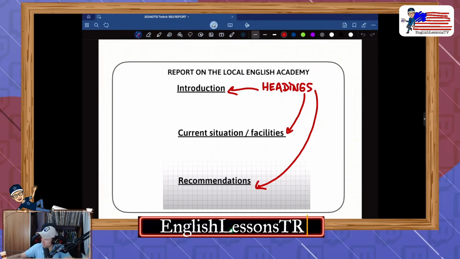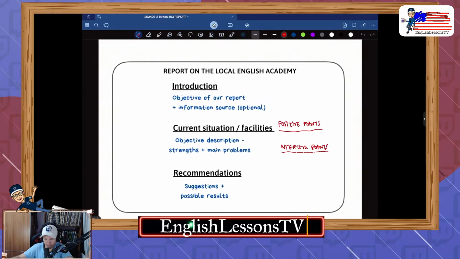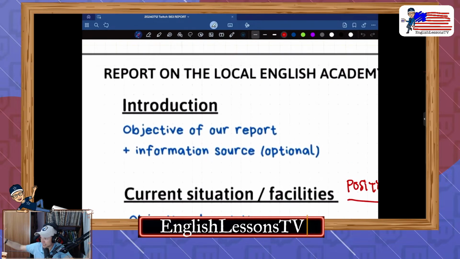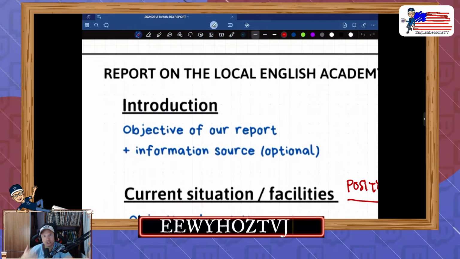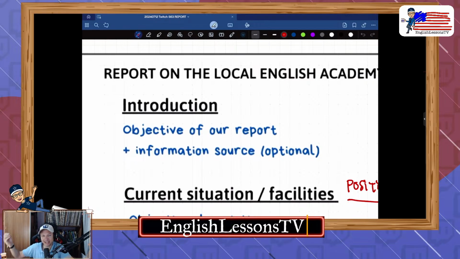Okay, so let's move. Introduction. The objective of our report is an information source. The objective of this report is to show how to improve the English Academy name.